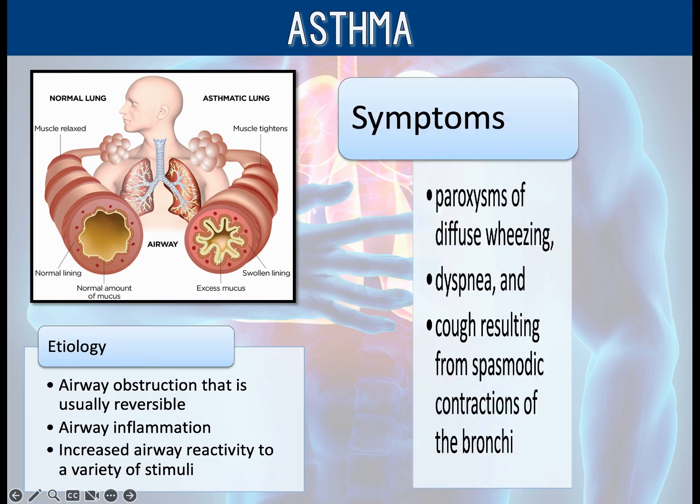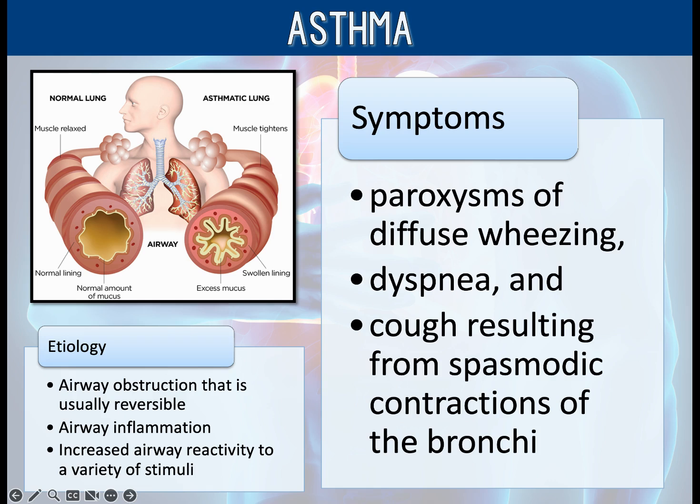So, what are the things that we see when people have asthma? I mean, you've seen what asthma looks like. Patients are having difficulty breathing, and usually they're having wheezing. So, paroxysms are that they wheeze and then they kind of stop and then they wheeze again. They're just having a lot of difficulty getting air out. So they're short of breath, dyspnea, and then they'll have this coughing because the bronchi are constricted, so they're trying to clear their airways, and so they start coughing a little bit.